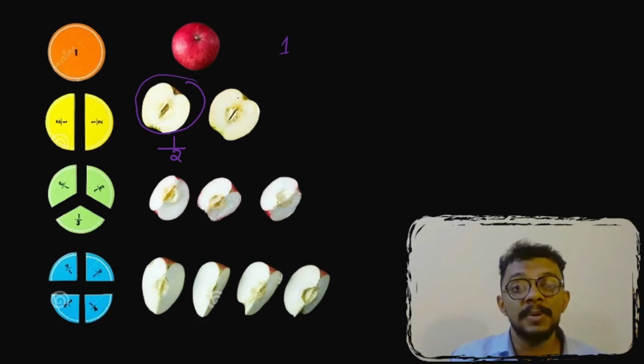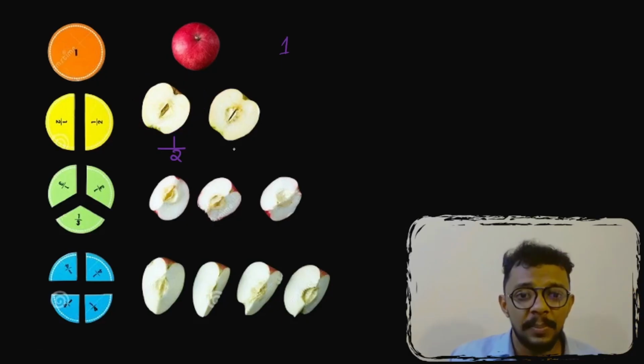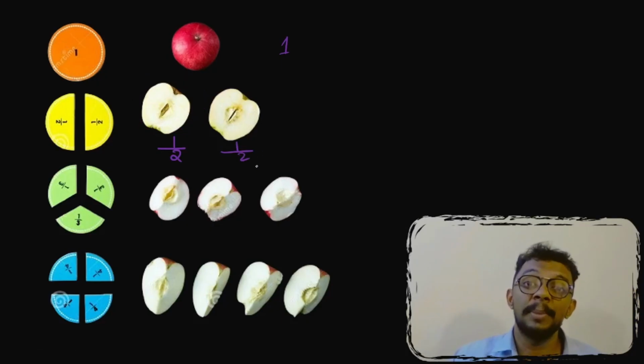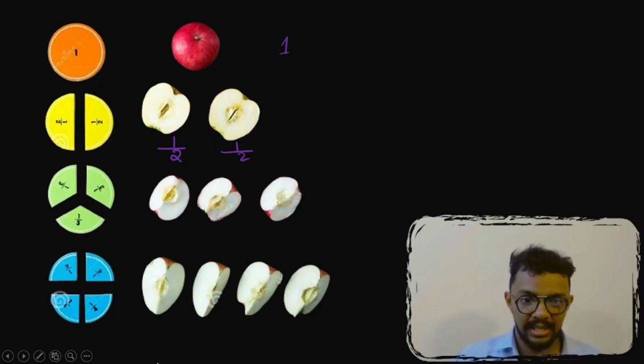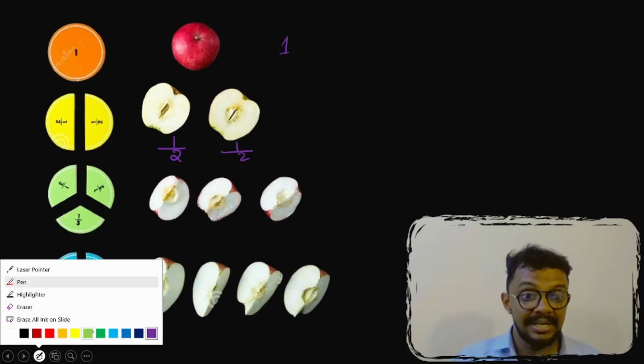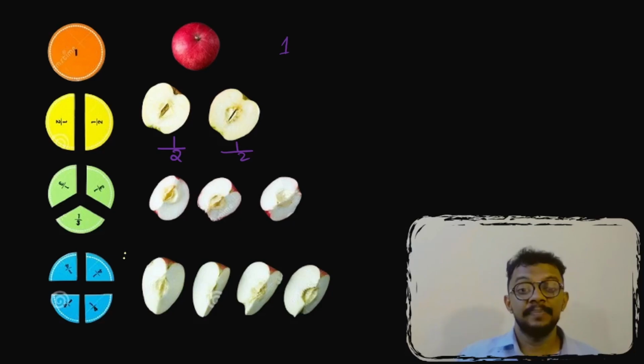It's called 1 by 2 apple. So that is a 1 by 2 apple, and this is another 1 by 2 apple. Okay. Now the question does not end yet.